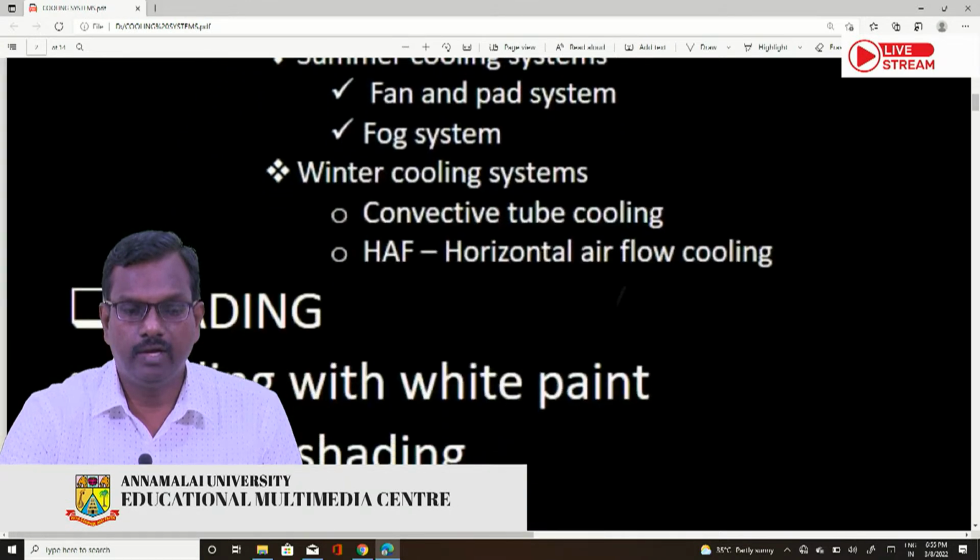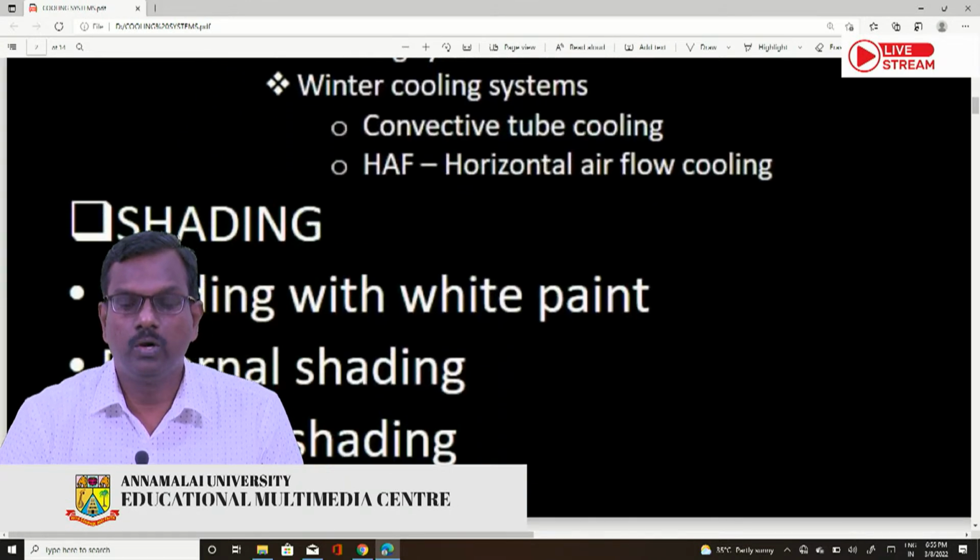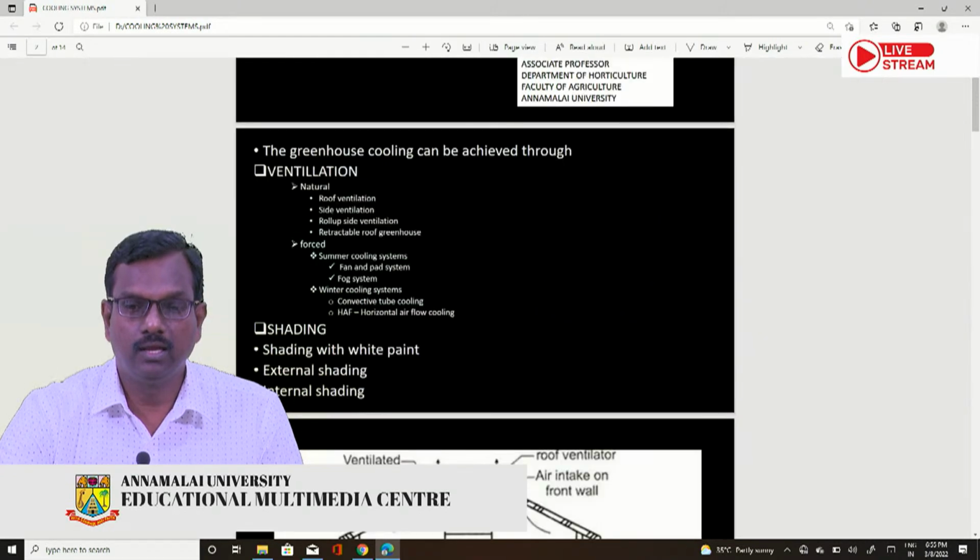And under shading, we are having three sections. One is shading with white paint, then external shading and internal shading. So this is the outline of today's class, and now we will see each of the things individually.